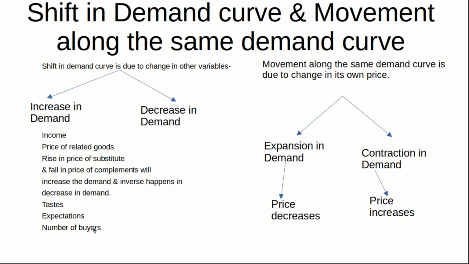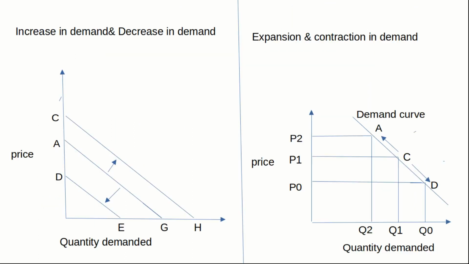Expectations. When people expect that there will be a fall in price in the future, then they will postpone their demand and there will be a decrease in demand, a leftward shift. When people are expecting a rise in price in the future, then what will happen? They will increase the demand in the current scenario. Number of buyers. When there is an increase in number of buyers, there is a rightward shift. Decrease in number of buyers, there will be a leftward shift. So the rightward shift is from AG to CH, and the leftward shift is from AG to DE.